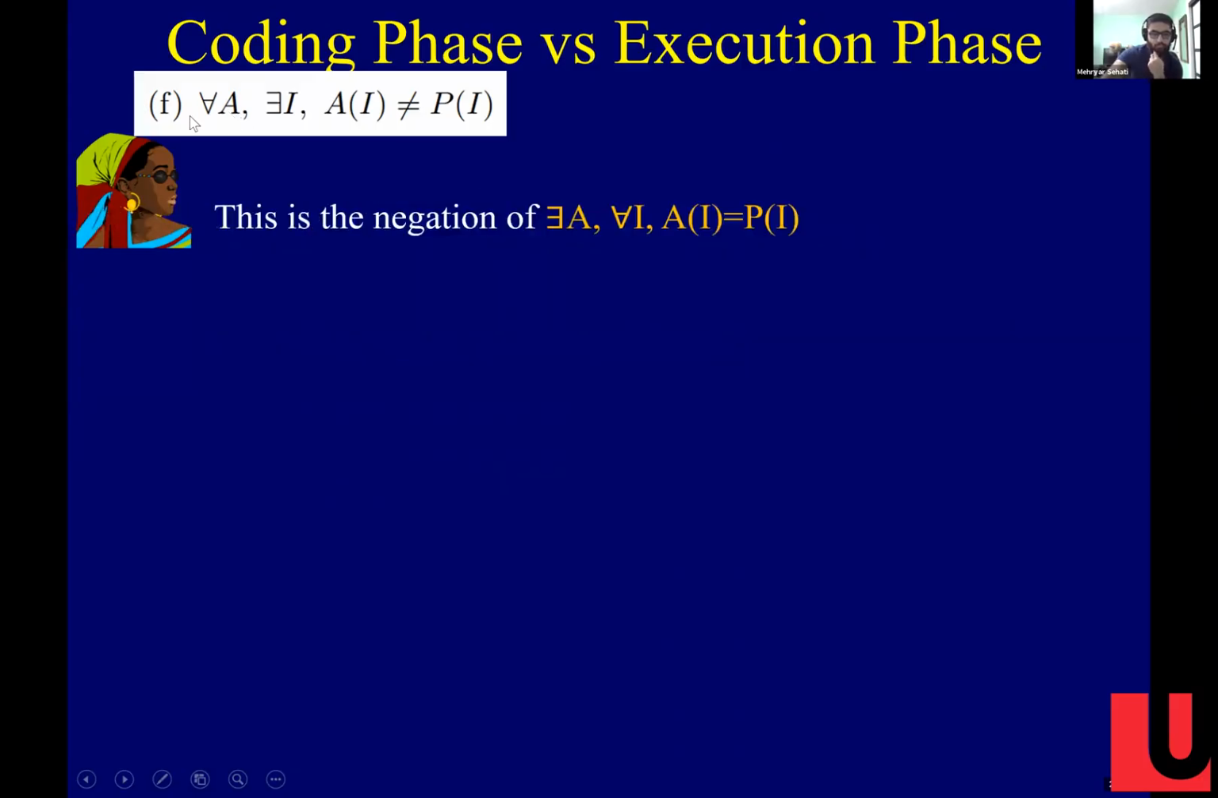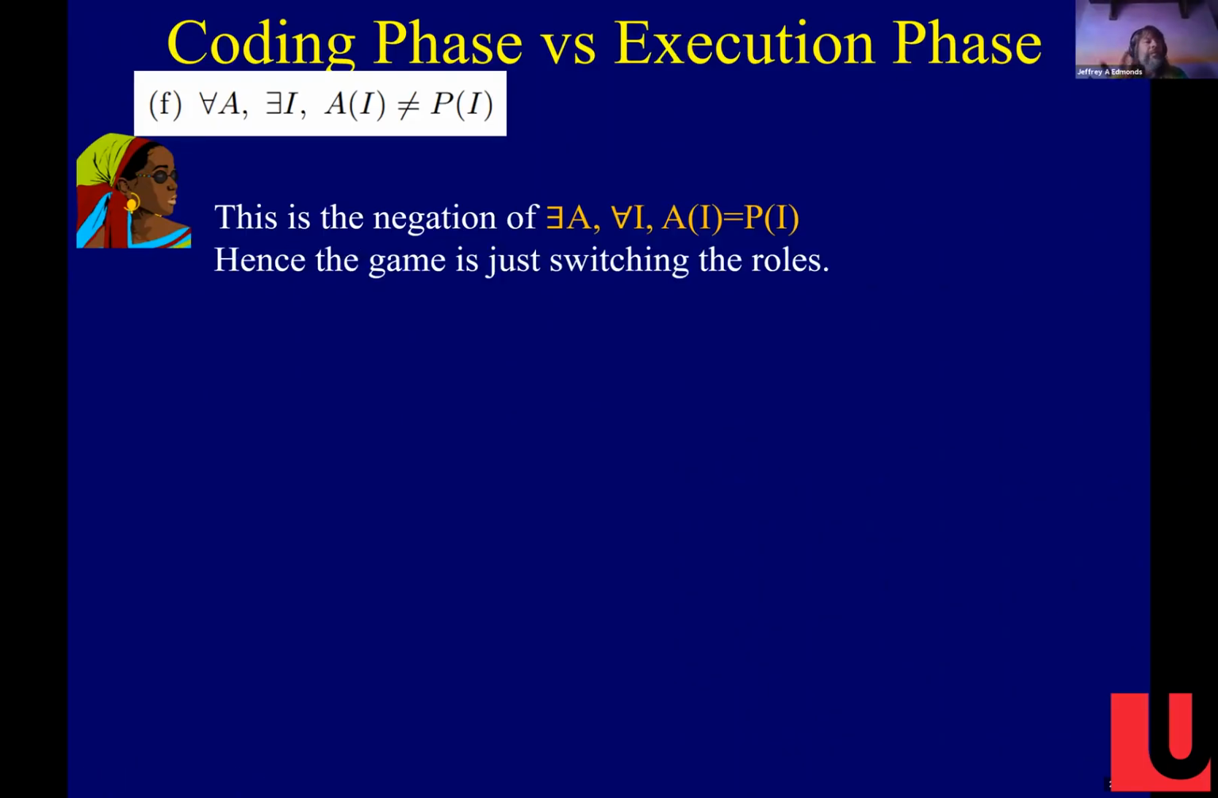In fact, if you take the negation of this, for all turns into exists, the exists turns into for all, not equal turns into equal. So that's the negation. And what does the negation say? It says it is computable. It says there is an algorithm that solves P for every input. So it's the same game except we reverse the roles.